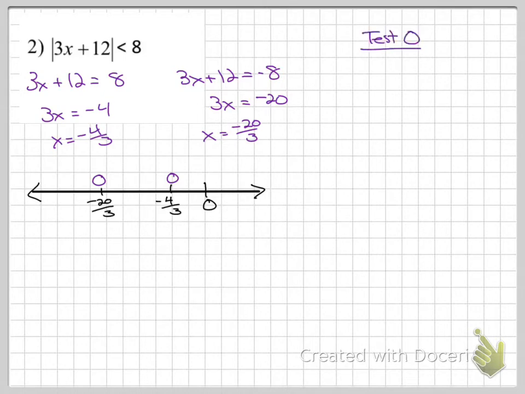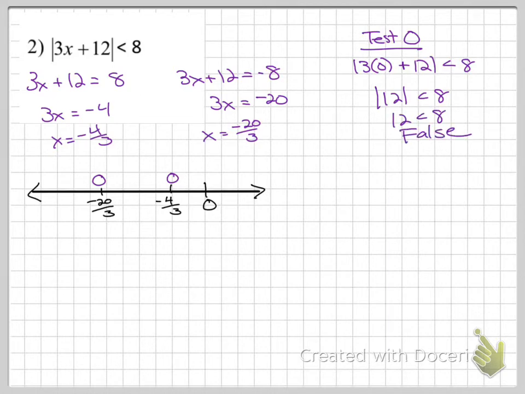0 is always the easiest number to test as long as it's not your boundary point. You cannot test your boundary point. Absolute value of 12 less than 8? It is not eating the bigger number. So 0's false. So here's 0. If to the right is false, to the left must be true. So this one must be going in.